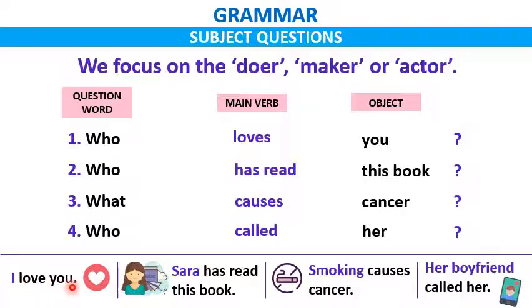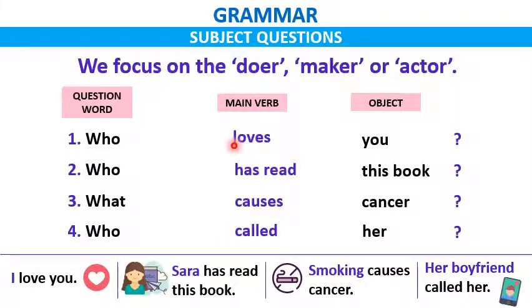As you could see, we keep the same tense. I love you is in present simple, so the question is in present simple, but in singular, of course. Who, singular, loves you. Then in the second example we have the present perfect, so the question is in present perfect. In the third example we have present simple, so the question is in present simple. And in example number 4 we have the past simple, and the question is in past simple.